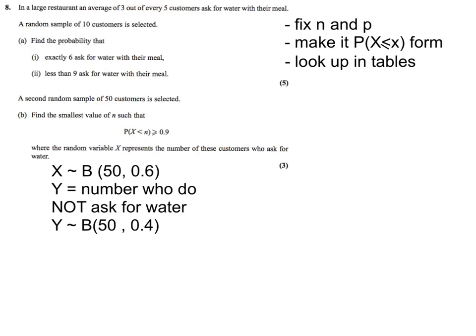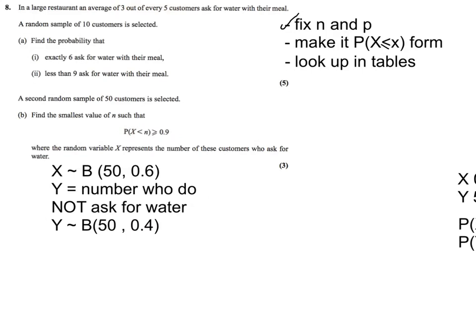Now, if 0.6 is the chance of asking for water, 0.4 must be the chance of not asking for water. So my y distribution is a binomial distribution where n is 50, because that doesn't change, but crucially my p is now 0.4, because that's 1 minus 0.6, so those probabilities have to add up to 1. That means that I've ticked off my first bullet point. I fixed n and p, because now if I look at my tables, I have a table where n is 50 and p is 0.4. I can indeed look that up.